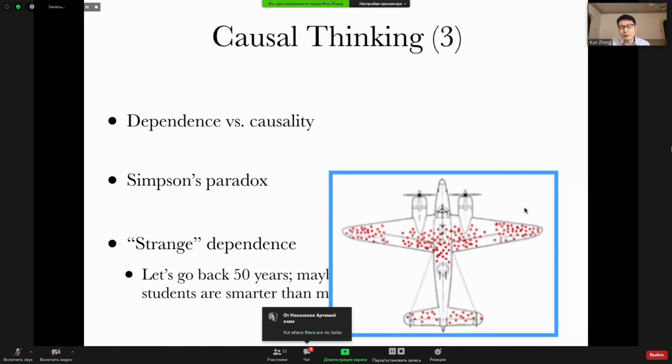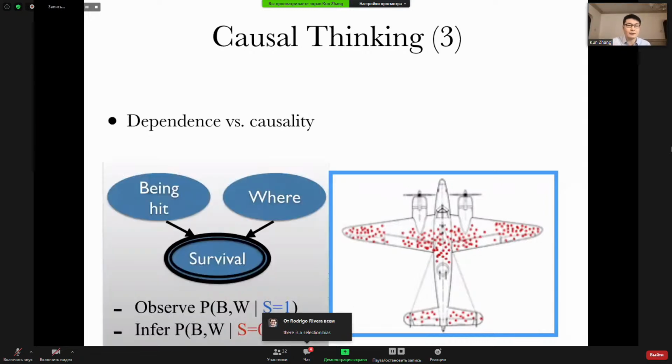So here, clearly, we have to make use of the process. This is the process of the airplane being hit. One variable is B, the other variable is W, where it got hit. And then both of them are causes of survival, S, right? So airplanes came back, that's why they survived. And then we observe the probability distribution of B and W given that the airplane survived. We just see the holes in the airplanes that came back from wars.